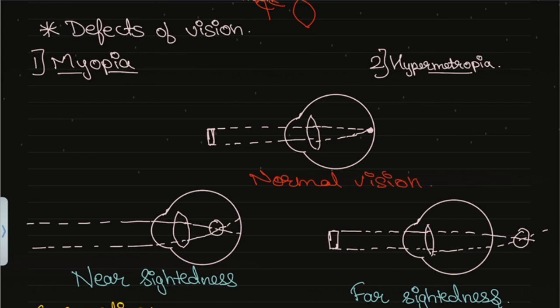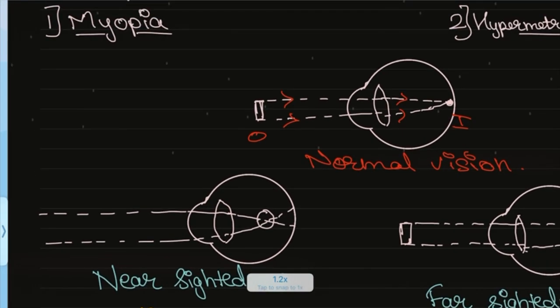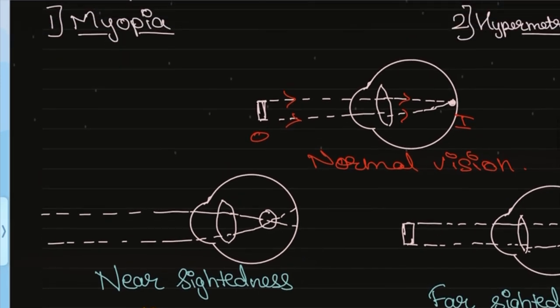What we have seen in normal vision is that rays are coming from the object to the lens, they are converging, and the image is formed on the retina. This is the object, this is the image. It has been formed exactly on the retina and we can easily see the image. But the first defect is myopia. Now what happens in myopia?